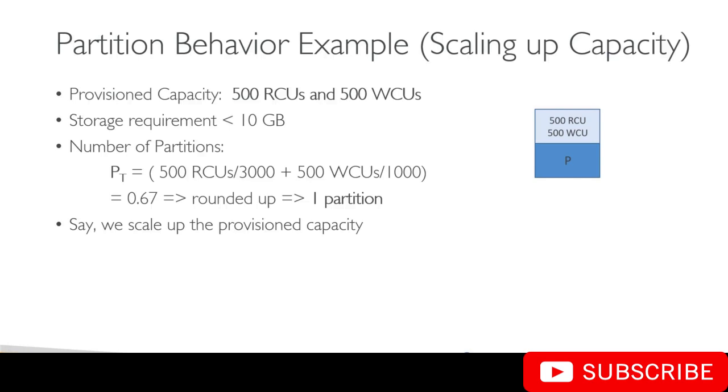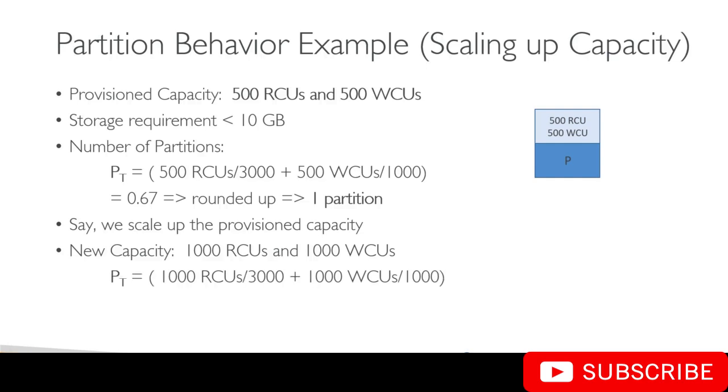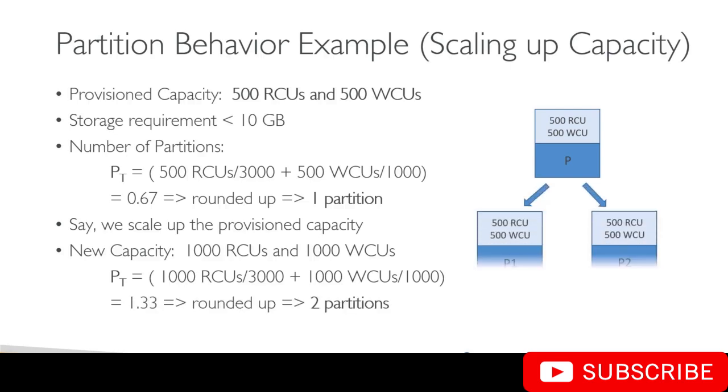But now let's say we scale up this table with a new provisioned capacity and we set the table capacity at 1000 RCUs and 1000 WCUs. Now what would be the new number of partitions? Let's see. So 1000 by 3000 plus 1000 by 1000. So that comes to around 1.33. So that will result in 2 partitions.